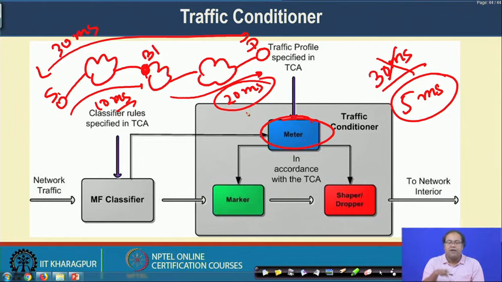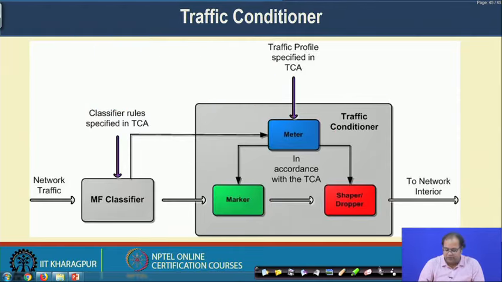So, that way the priority is dynamically assigned by the marker, and that priority assignment is done by this marker module. And accordingly, you include the traffic shaper or dropper, which will shape your traffic or drop your traffic, or apply a certain kind of scheduling policy to ensure the quality of service requirements.